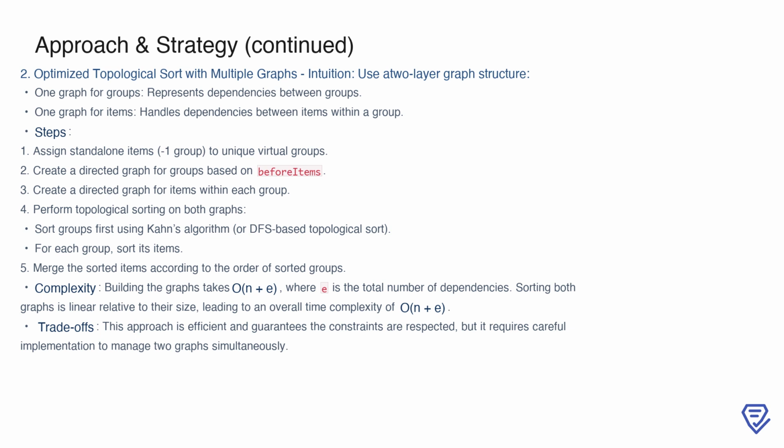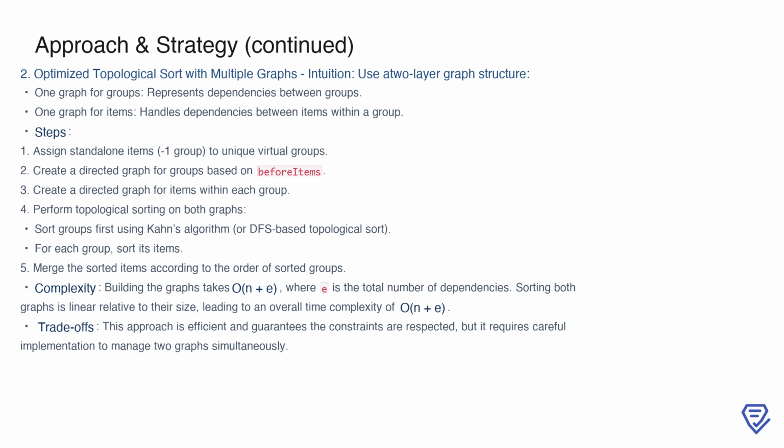Groups are sorted first using algorithms like Kahn's or DFS-based topological sort. After that, items within each group are sorted independently. Finally, we merge the sorted items by following the order of the sorted groups.